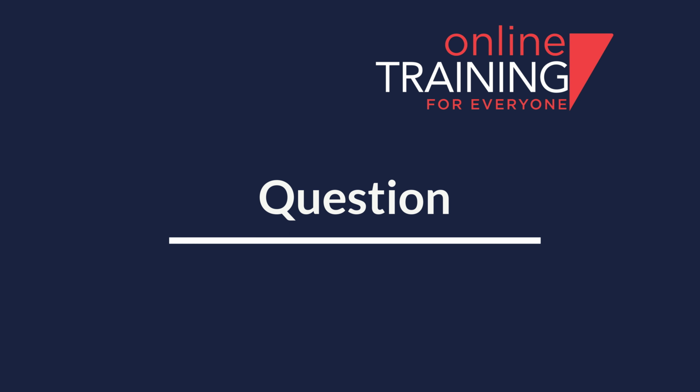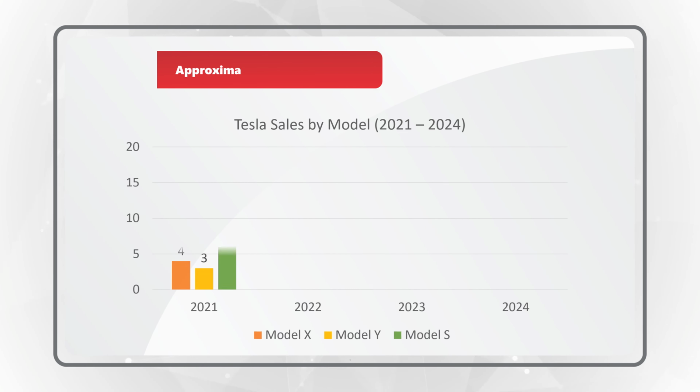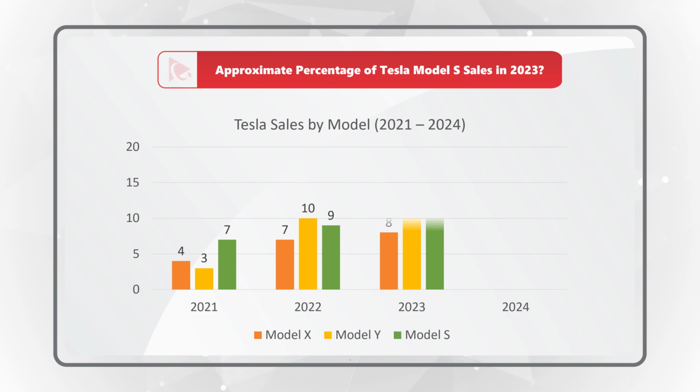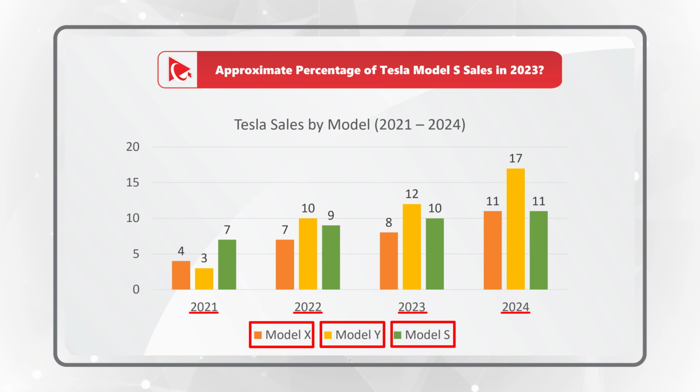Here is a very interesting question where you need to calculate percentage of Tesla Model S sales in 2023. You're presented with the bar chart, which shows sales for the periods of 2021, 2022, 2023, and 2024. And each section has sales for Model X, Model Y, and Model S. Based on the information presented, you need to determine which number is correct out of 4 different choices.